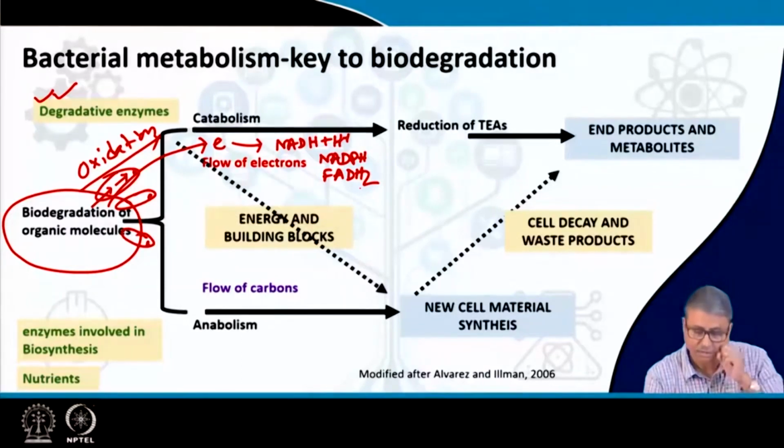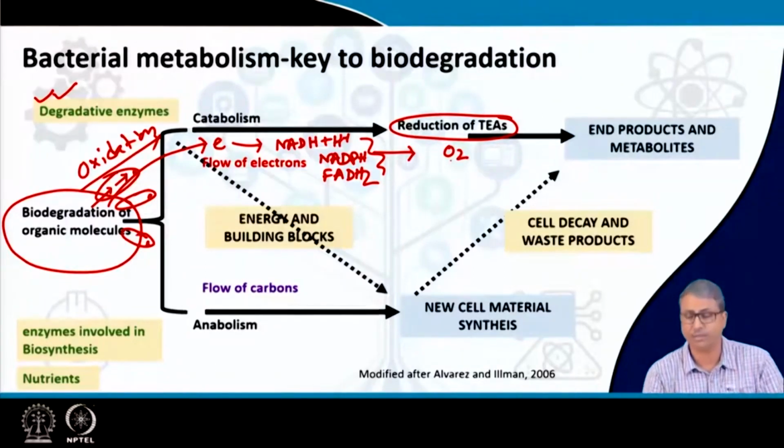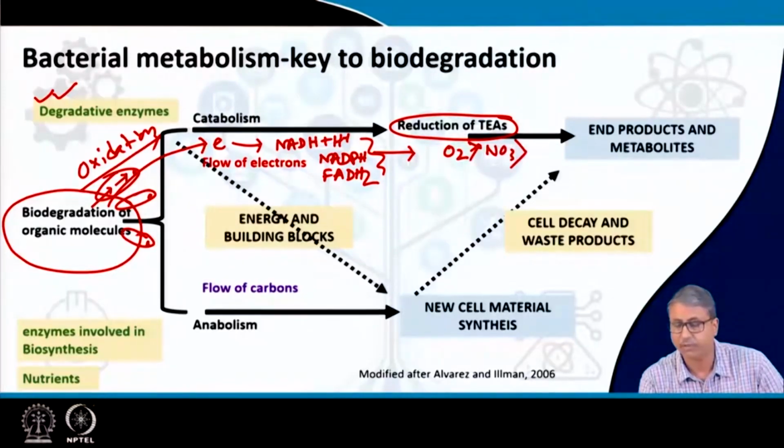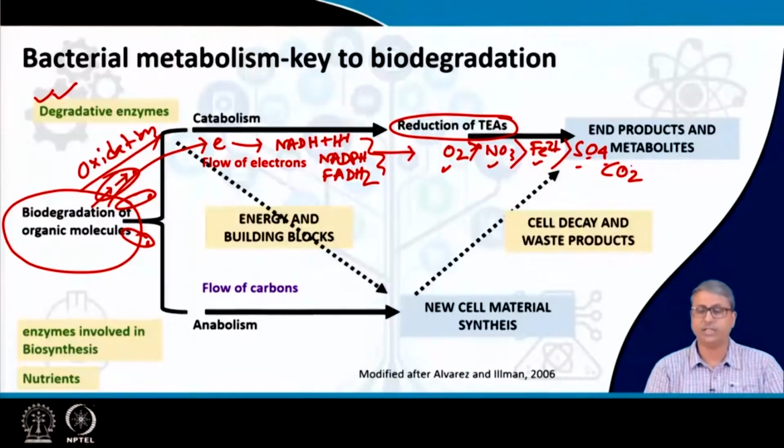Now, some of these electron carriers will transfer these electrons to the terminal electron acceptors, which is most preferably oxygen if it is aerobic. If not, then nitrate will be there. If not, then iron will be there. If not, then sulphate will be there, and so on, and carbon dioxide will be there. Either of these will surely be there, preferably oxygen followed by nitrate, iron, sulphate, and then carbon dioxide. So, these terminal electron acceptors will be reduced, and the organisms will gain some energy out of this.